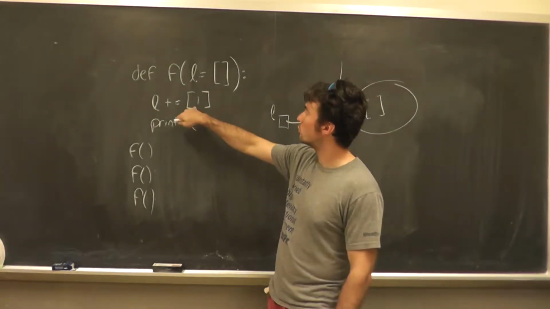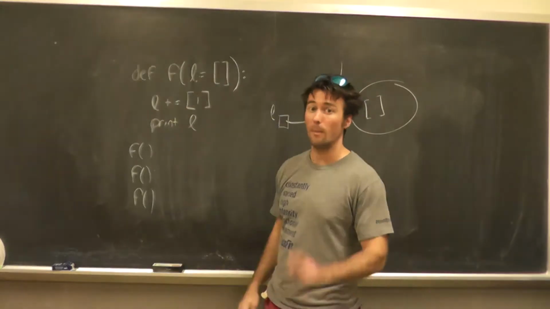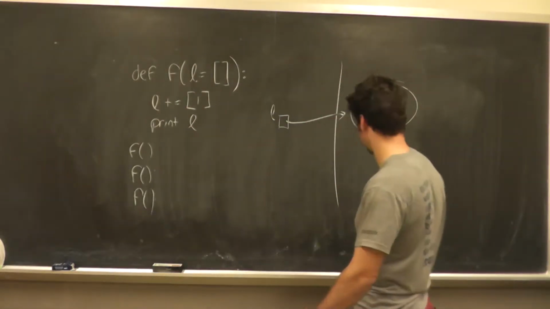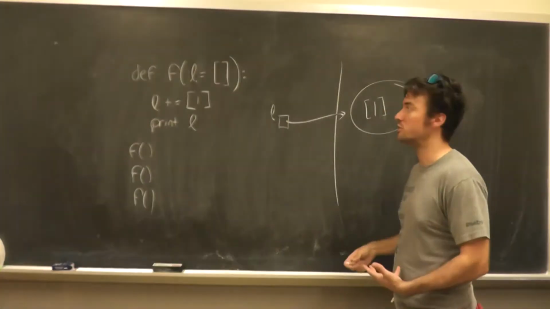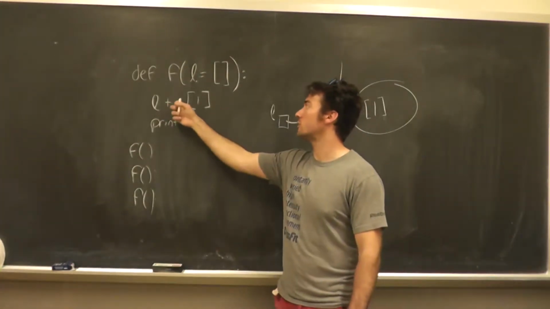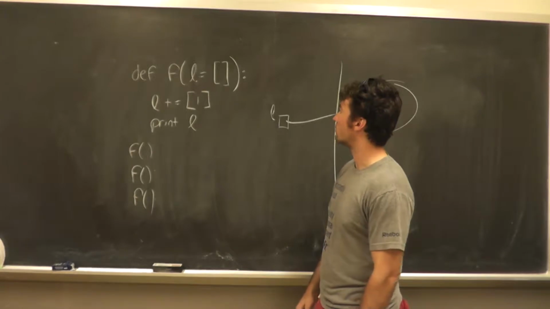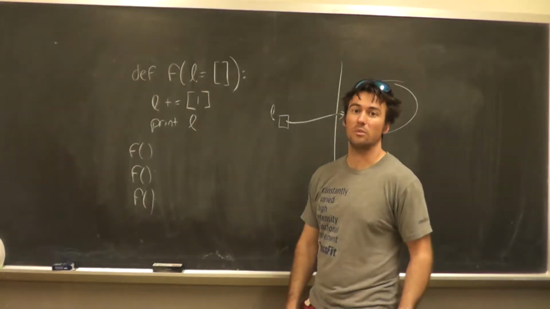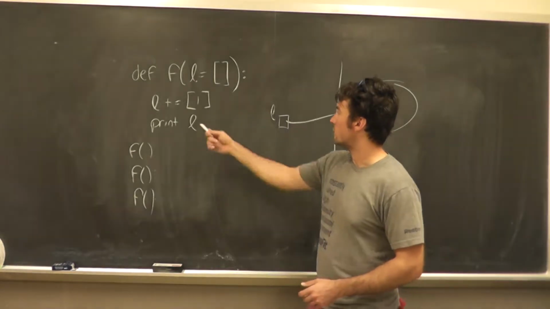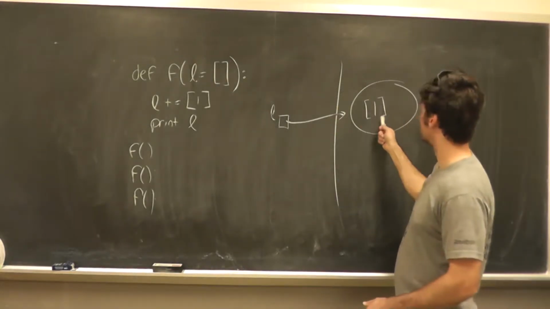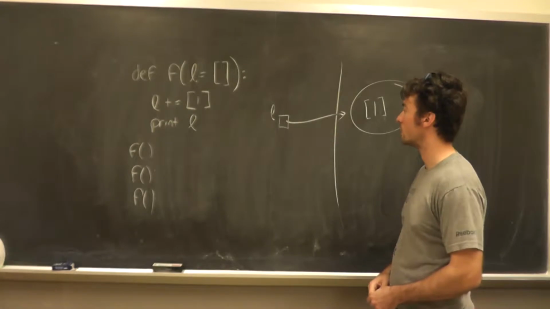Then we append 1 to it, and this plus equals, remember, modifies the existing object. So we modify whatever's over here. We don't create a new object and reassign. The meaning of the plus equals operator is that it modifies the existing object. It's basically the same as L.extend. Then we print that out. What does L look like? Well, it's this. Okay, great.